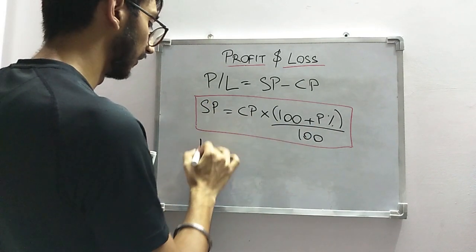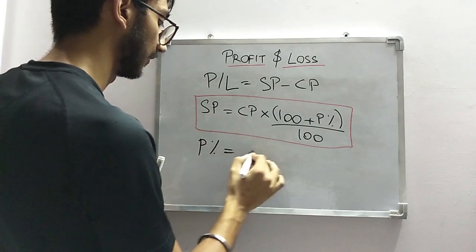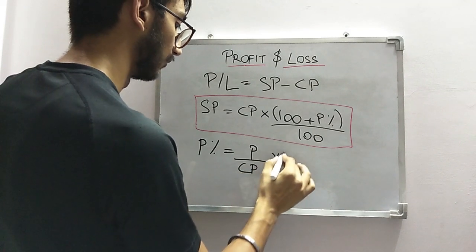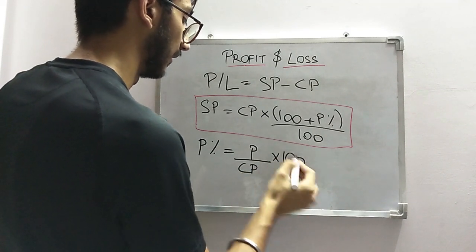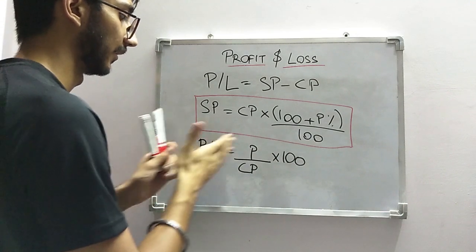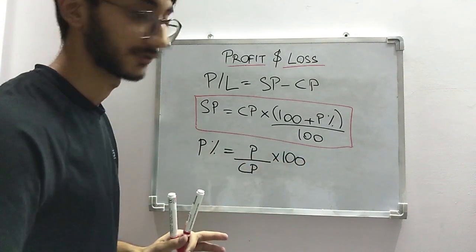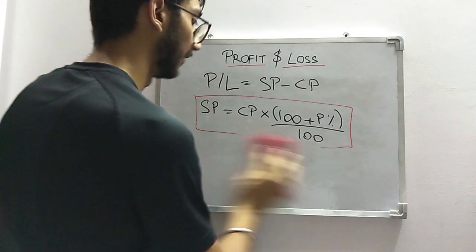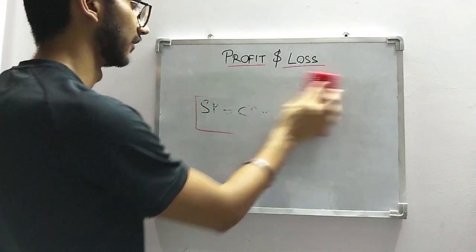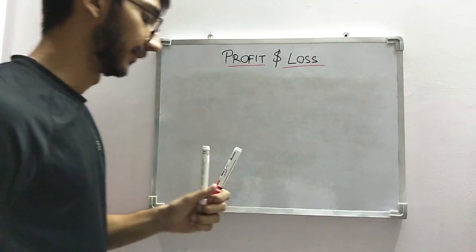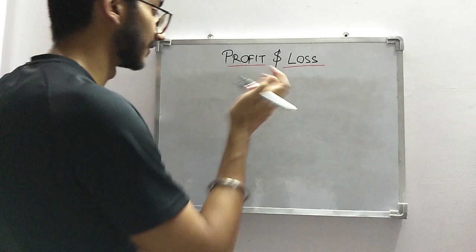And also the formula for profit percentage is profit upon cost price into 100. In case of loss, it will be loss upon cost price into 100, but always the denominator will be cost price, right? So the basic questions can be solved using these formulas only, and we don't need to focus on them a lot. So moving on to the next thing, that is discount, right?